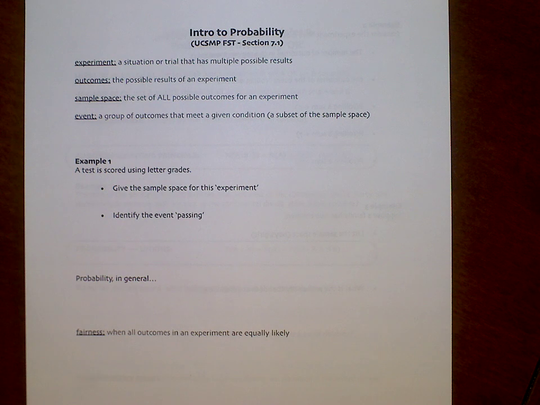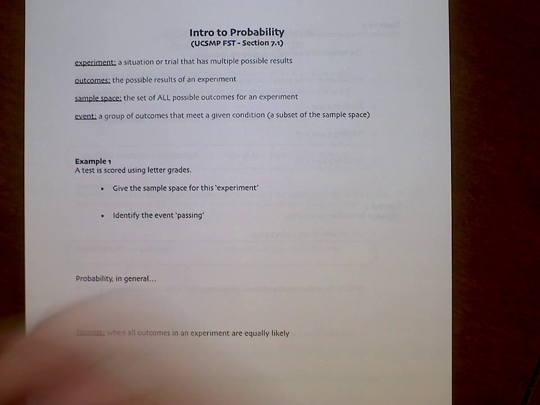So starting out, we've got some vocabulary here to work with, and if you'd like to pause the video to make sure you get that vocab copied down, you certainly may. But starting out just in general, when we're talking probability, an experiment is some sort of situation that has multiple possible results. And that can be a single trial or it can be made up of multiple trials.